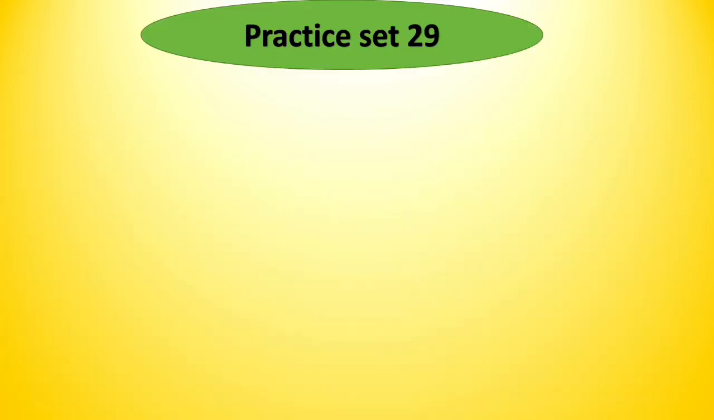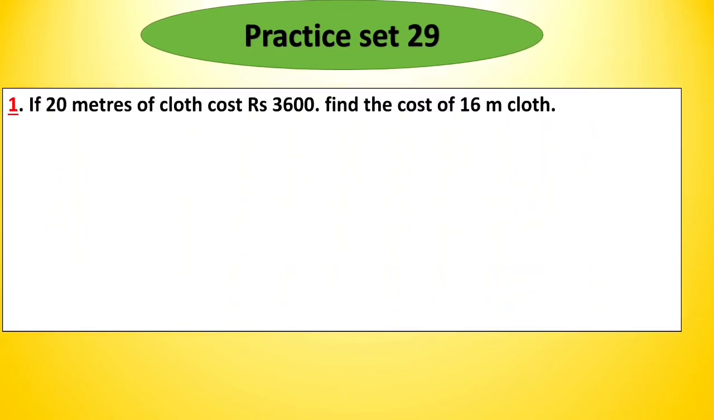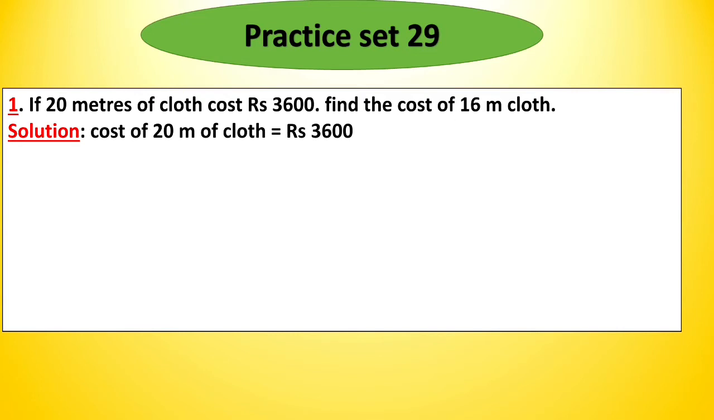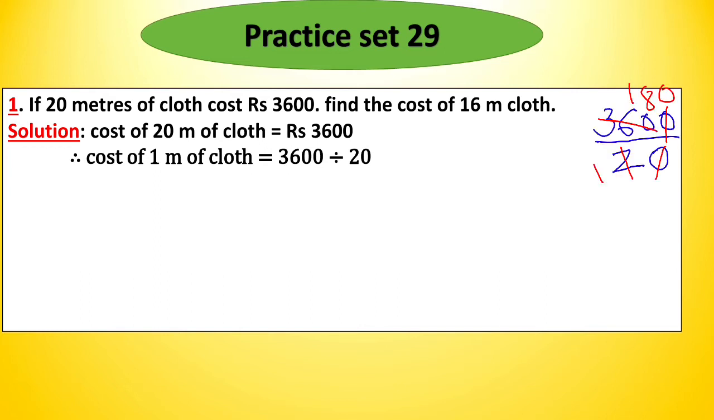Now children, we'll start practice set number 29. Question number 1 is given. If 20 meters of cloth cost rupees 3600, find the cost of 16 meters of cloth. So your first statement will come: cost of 20 meters of cloth equals rupees 3600. Now we have to find the cost of 1 meter of cloth, meaning 3600 divided by 20. We will do the division on the right side of your book. So here we get the cost of 1 meter of cloth is rupees 180.